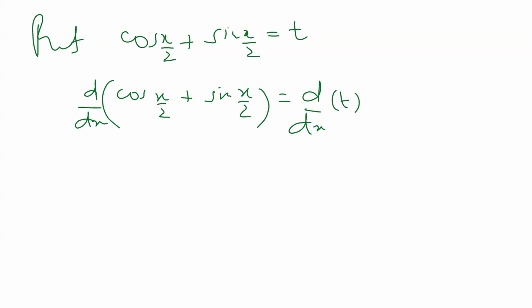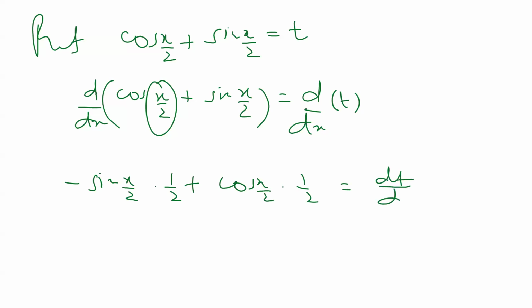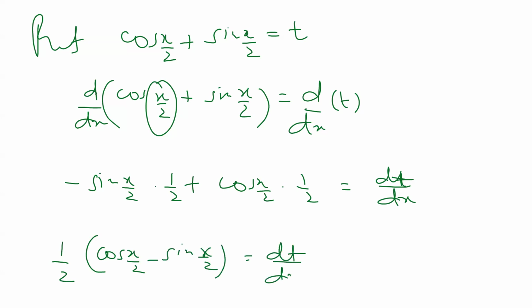So minus sin x by 2 into half. Why half? Because dy dx of x by 2 also we need to take chain rule, plus cos x by 2 into half is equal to dt by dx. So half cos x by 2 minus sin x by 2 equal to dt by dx. So I have taken half outside common.